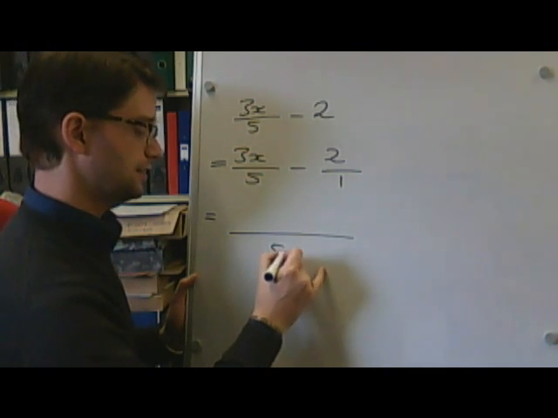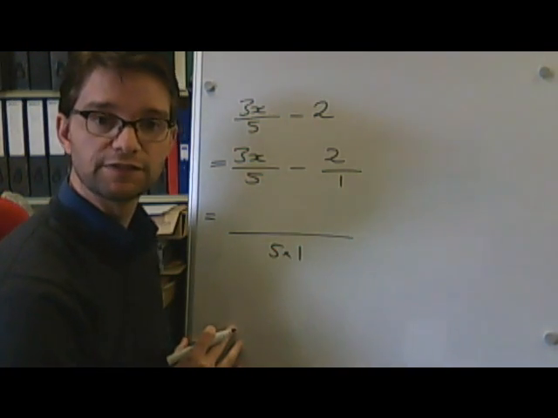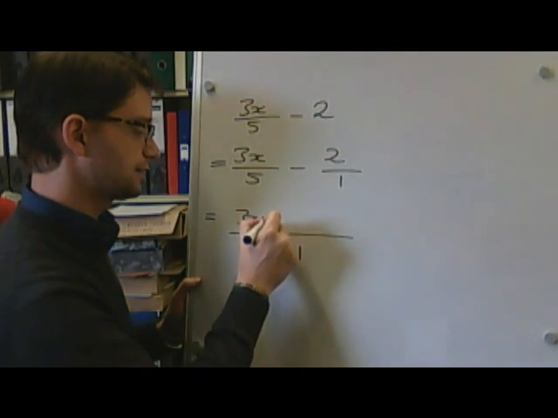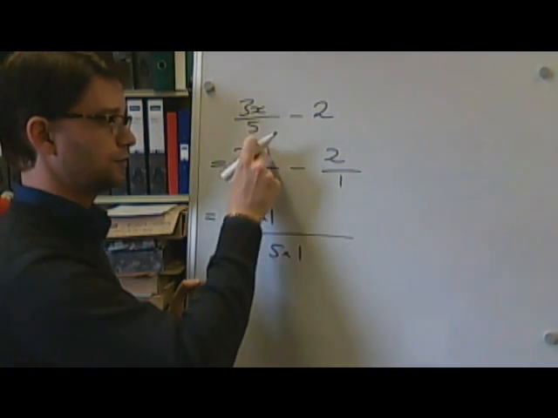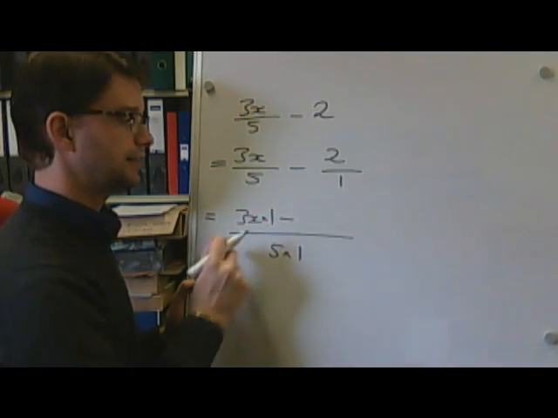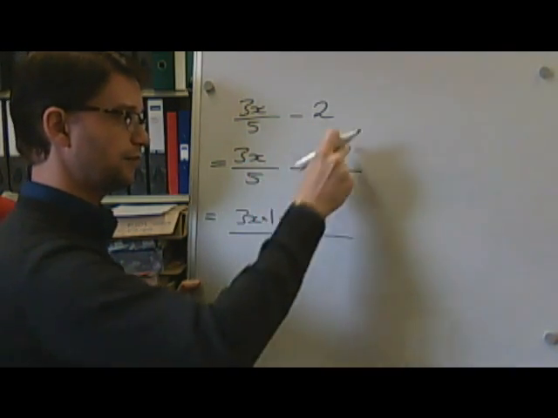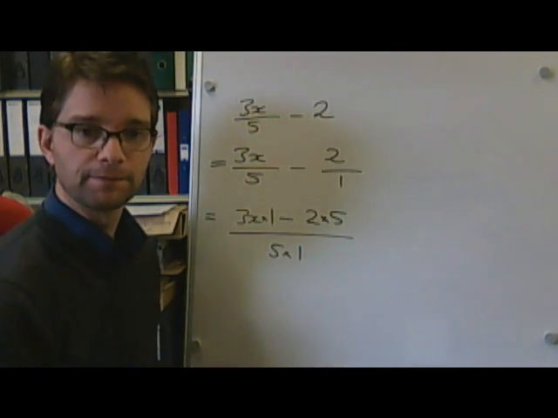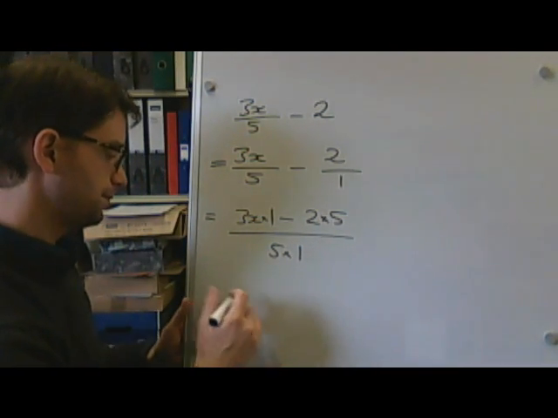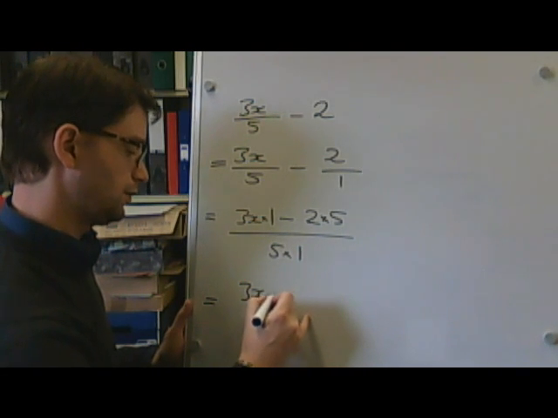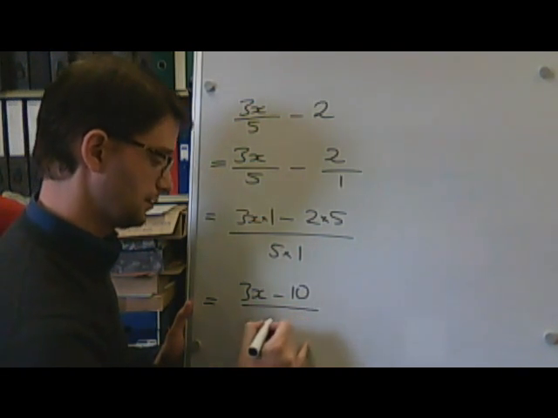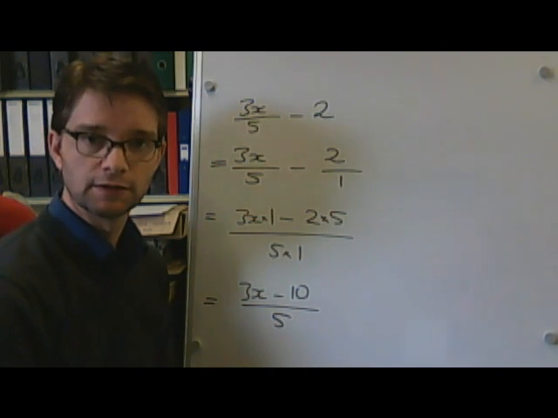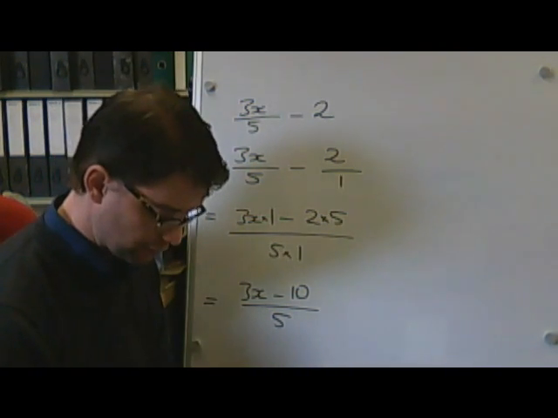My common denominator on the bottom is 5 times 1. On the top, I've got 3x times 1, top left times bottom right, take away 2 times 5, top right times bottom left, so 2 times 5. And I simplify that out to being 3x minus 10 over 5. Okay, it's a simple subtraction of an algebraic fraction.